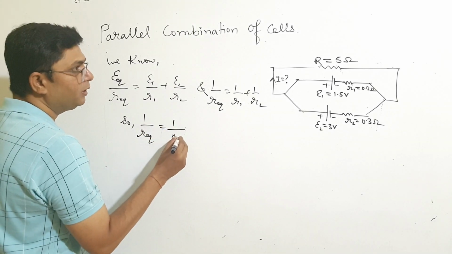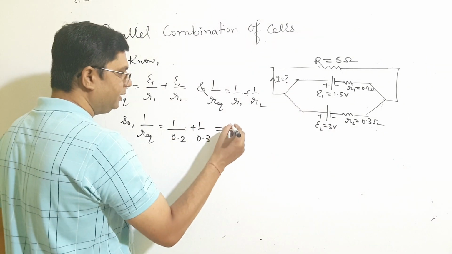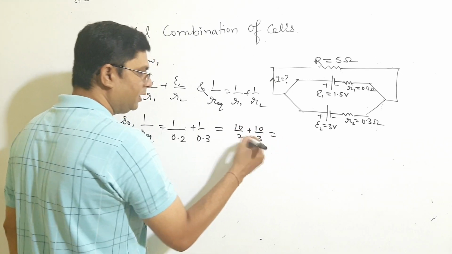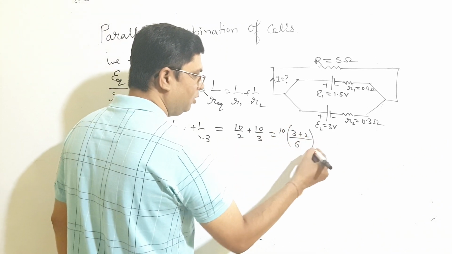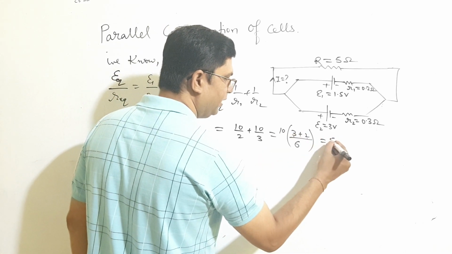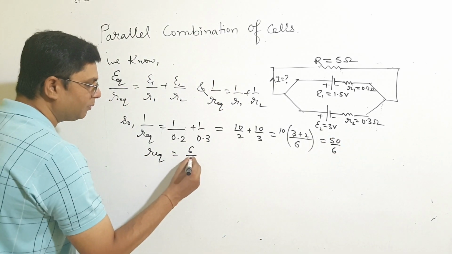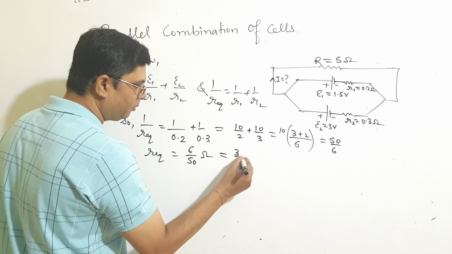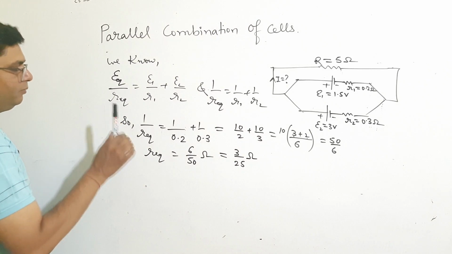First, to find out the R equivalent, 1 by R equivalent is equal to 1 by 0.2 plus 1 by 0.3. From here you can write this as 10 by 2 plus 10 by 3. From here the LCM is 6. Take 10 common. So you have 3 plus 2, which is 5, and 5 into 10, 50 by 6. So R equivalent comes out to be 6 upon 50 ohm. If you need, you can solve further also. This is 3 by 25 ohm. Now we are able to use R equivalent here.